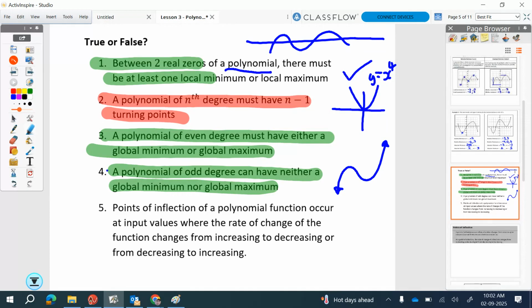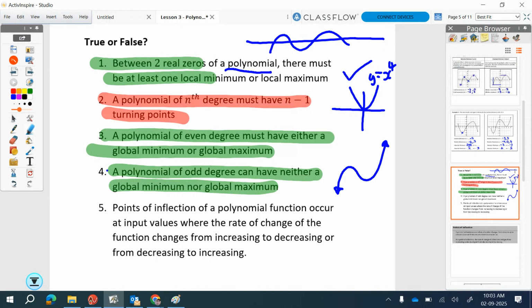5. Points of inflection of a polynomial function occur at input values where the rate of change of the function changes from increasing to decreasing, or from decreasing to increasing. Now this one's key for us. We've done this one so far. What do we think? True.